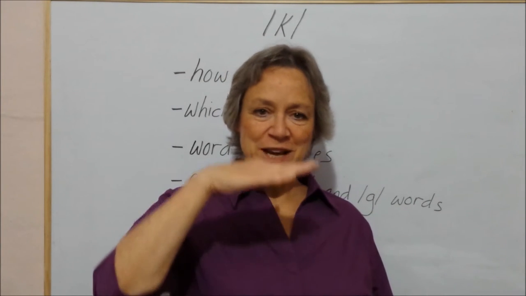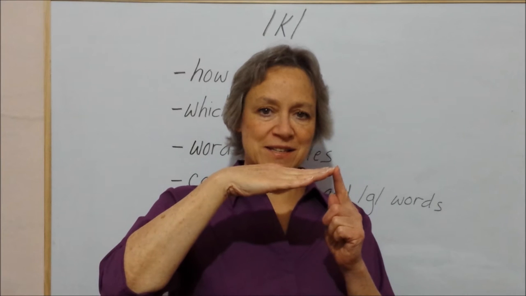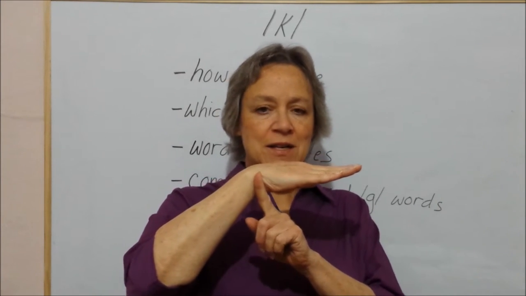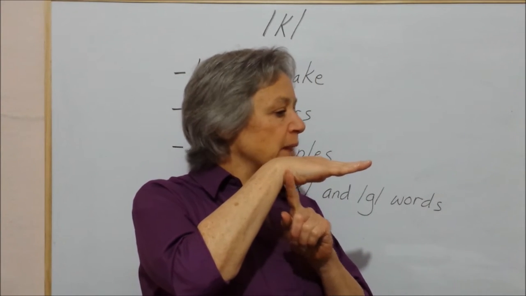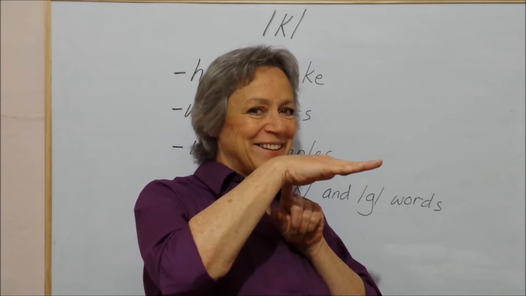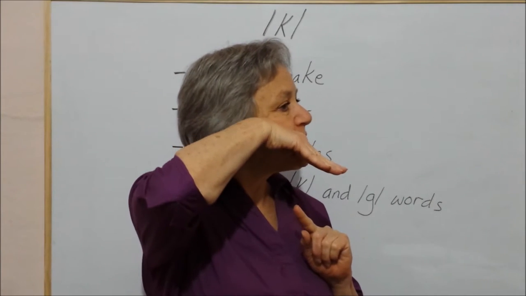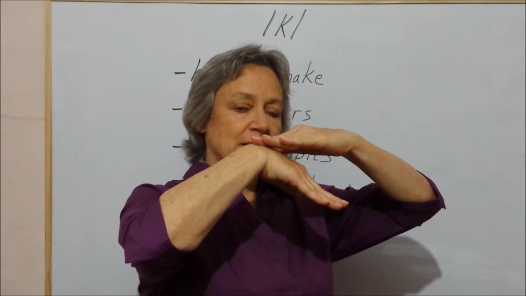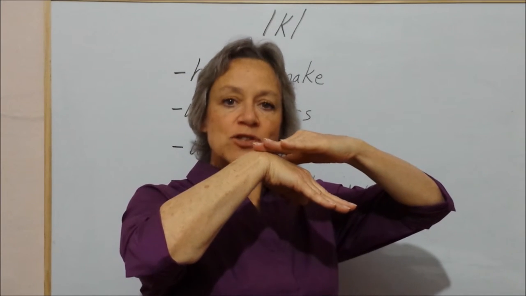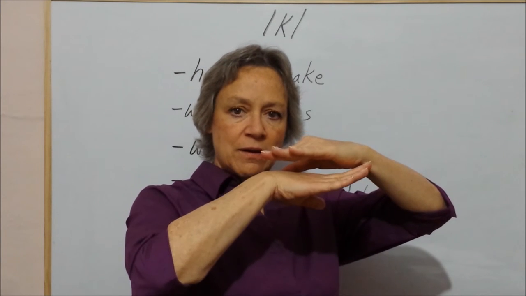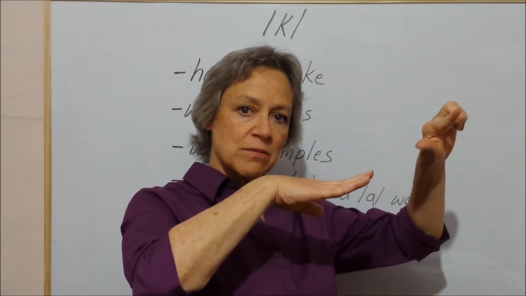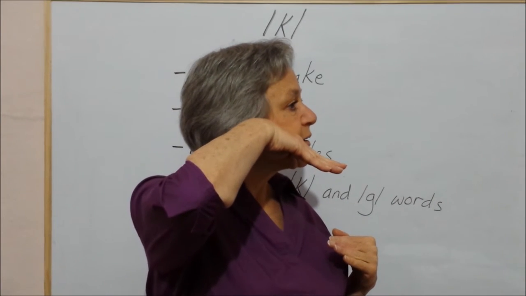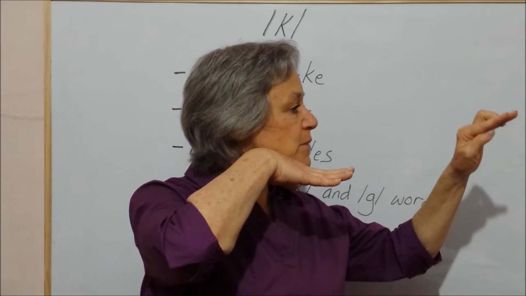So if we pretend that this is my tongue, this is the tip of my tongue or the front of my tongue, this is the back of my tongue. So if I turn my head this way, remember this is my tongue, so if I raise the back of my tongue and I let it touch the roof of my mouth like this, that is what stops the air. As soon as I lower my tongue, the air comes out of my mouth. So I raise my tongue, stop the air, lower my tongue, the air comes out.